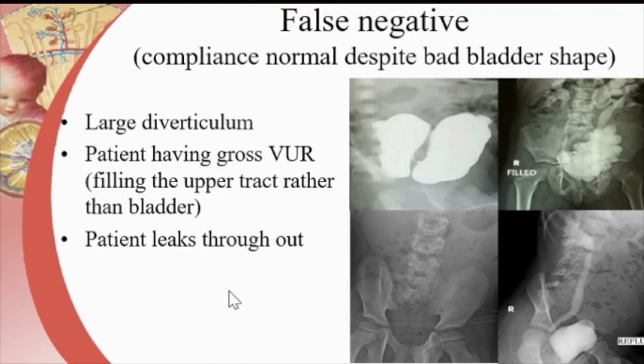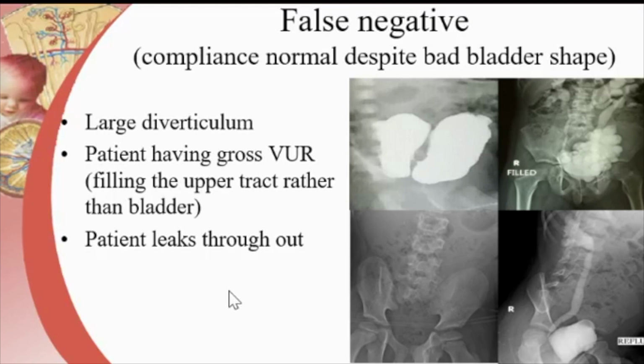Now the urodynamics can be false negative in patients with a large bladder diverticulum, in patients with bilateral gross vesicoureteric reflux, or if the patient keeps on leaking out. If they keep on leaking out the urine, then the pressure doesn't go up, or if there's a large diverticulum, again it doesn't go up. If there's a bilateral reflux, it doesn't go up.